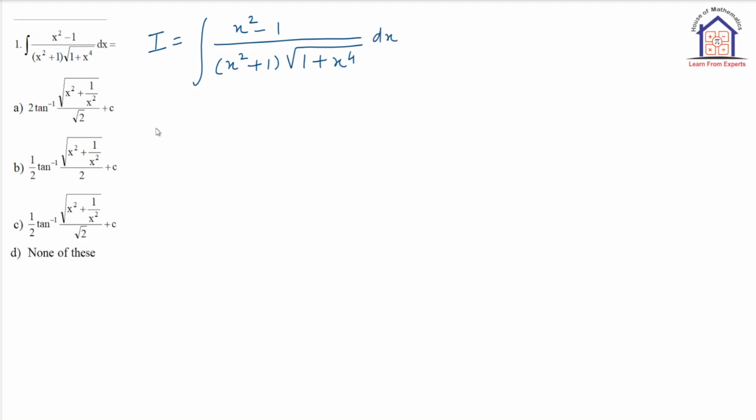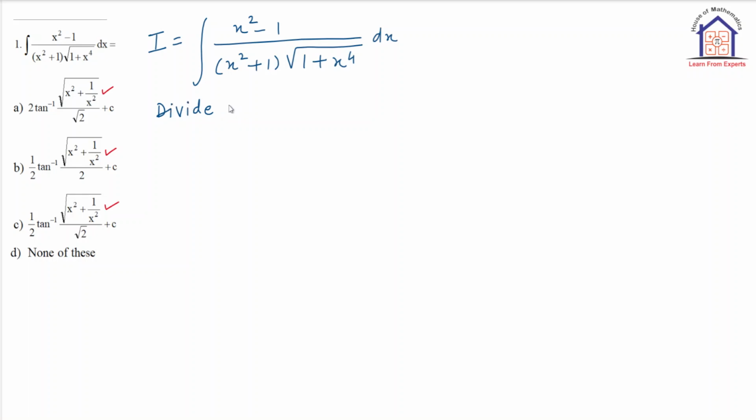So if we observe the options of this integral, we see this term x square upon 1 plus x square. So we will try to bring this term in this integral. For this, we will divide this equation by x square. Observe all the steps which I am using to evaluate this integral.